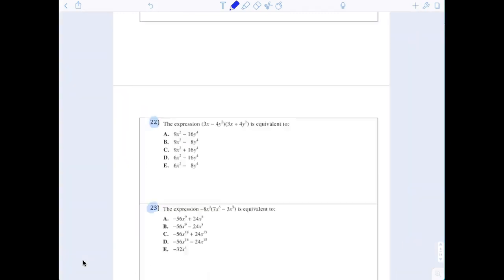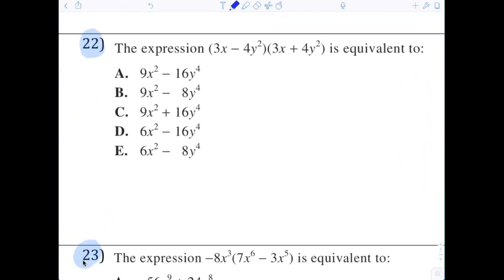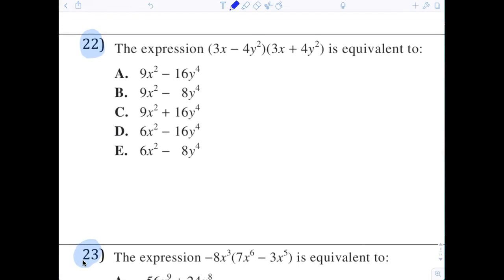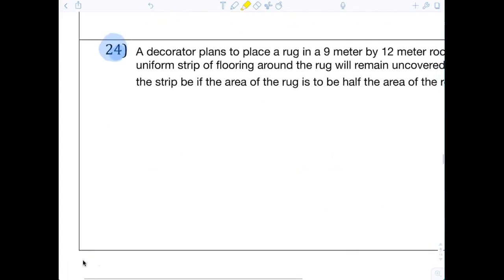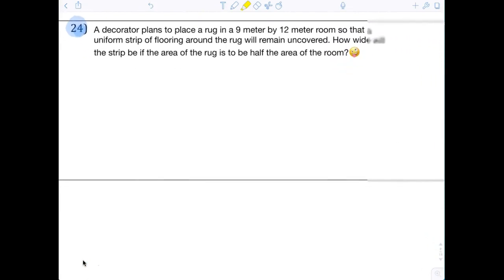So now, just to make sure, somebody tell me the answer to 22. Yeah, A, I believe, is correct. Everybody okay with that being A? Any questions? All right, and what do we say about 23? Definitely A, correct? I'm pretty happy with that. I'm not expecting a whole lot of work there. Now, 24, I am expecting work.